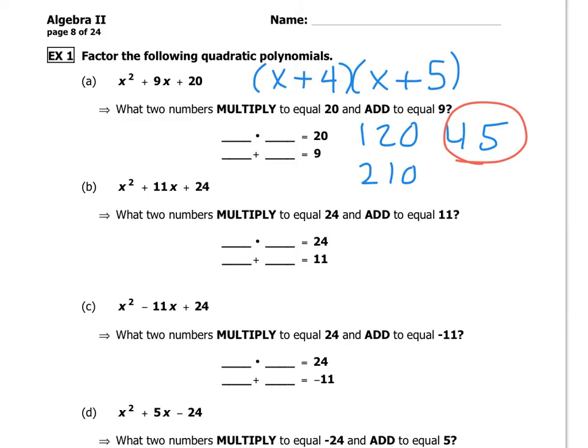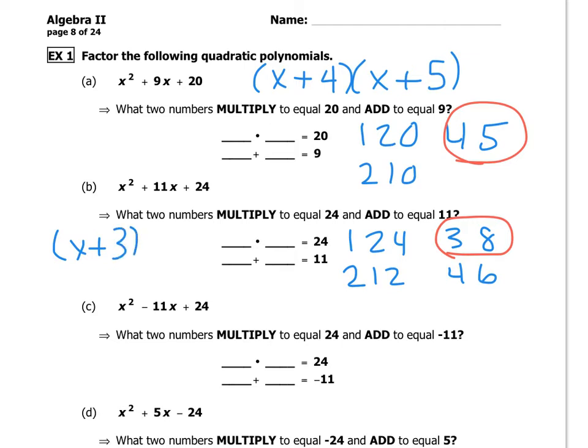Let's go to the next example. I'm looking for two numbers that multiply to 24 and add to 11 in x squared plus 11x plus 24. Again, we go through our factors that multiply to 24: 1 and 24, 2 and 12, 3 and 8, and 4 and 6. The one that adds to 11 is the 3 and the 8. So when we factor this, our two factors are going to be x plus 3 and x plus 8.